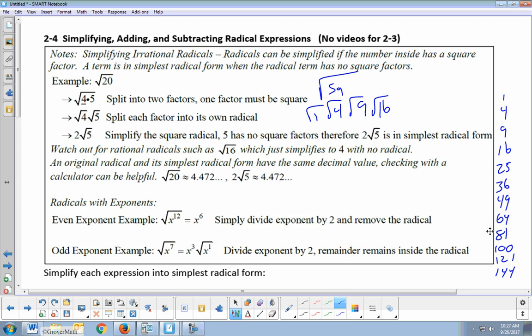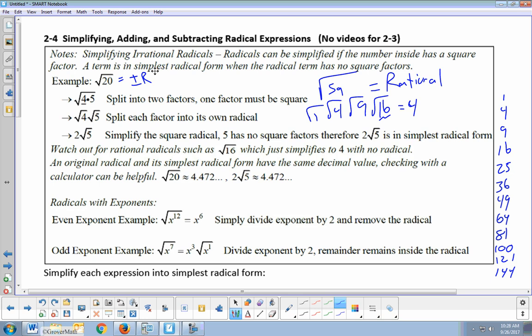But anyways, the square root of any of these is rational because the square root of 16 is just 4. It's the square root of a square. The square root is saying what times itself is this number. What times itself is 16? 4 times itself is 16. But any number besides these numbers, 2, 3, 5, 6, 7, 8, 10, 11, 12, 13, 14, 15, 17, 18, 19, 20, 21, 22, 23, 24, all of those numbers are not square, so the square root of them is irrational. So something like the square root of 20 is irrational.